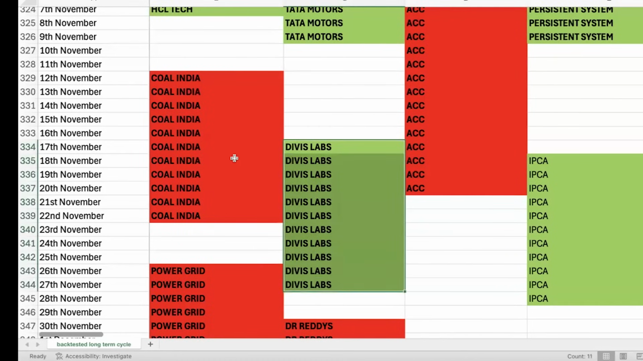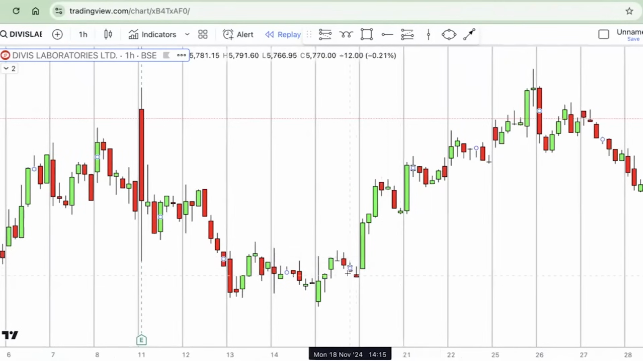Now let us see another example. Another example is Divis Lab. Divis Lab is saying that 17th to 27th November, Divis Lab stayed bullish in the last few years. So let us see that also on the chart. So this is the Divis Lab chart.